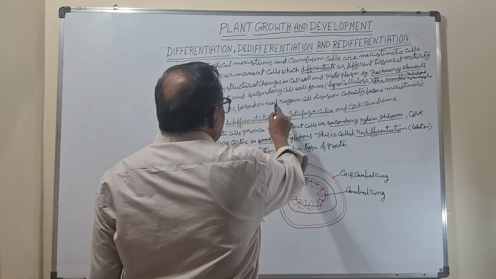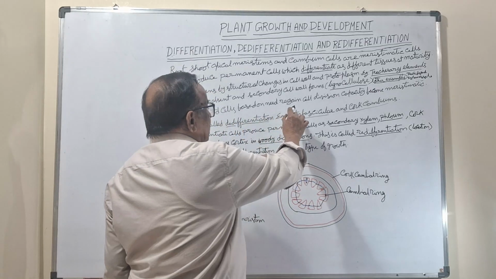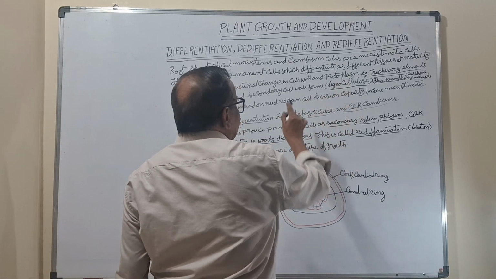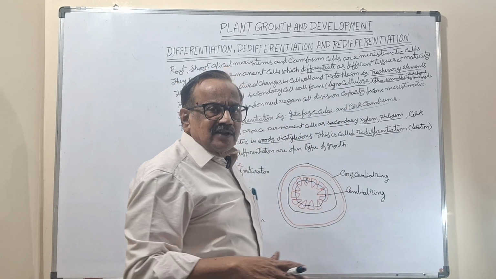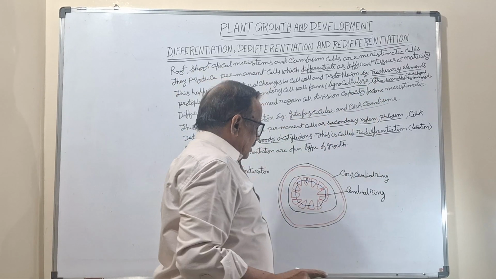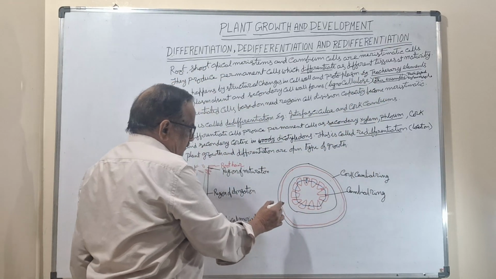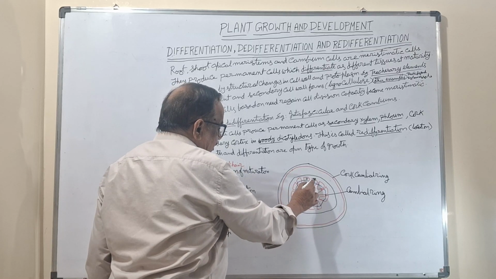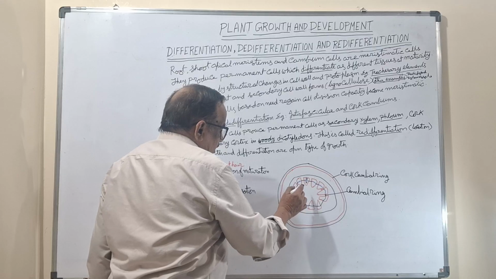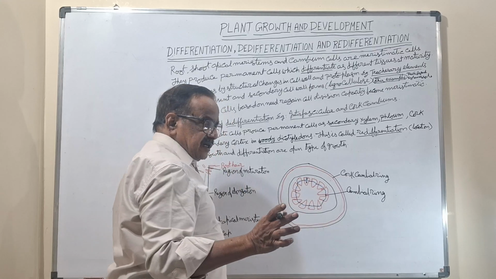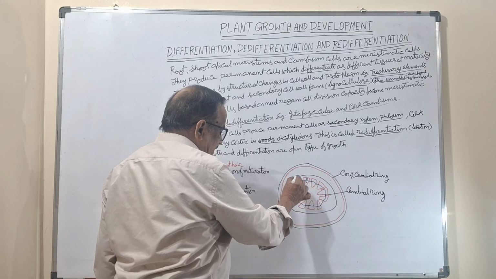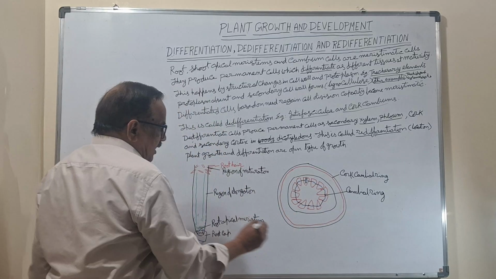Differentiated cells, based on need and region, regain cell division capacity. They will get the power of cell division and become meristematic. That we can show here. These are the vascular bundles. Phloem is outside and xylem is inside. We have already studied this in the dicot stem internal structure. Whenever we see this, it is present like this.